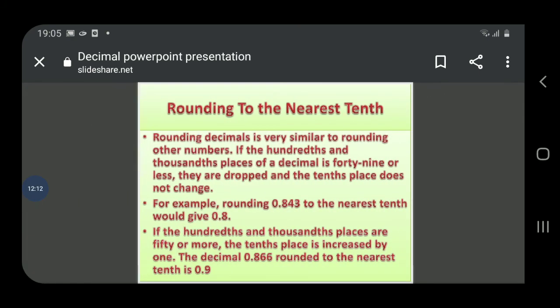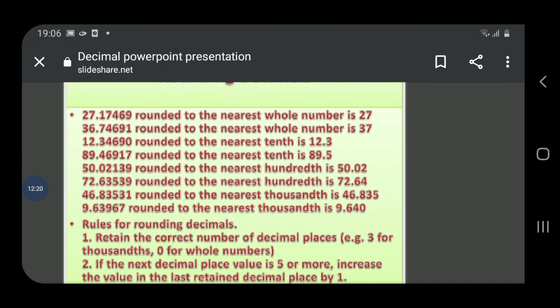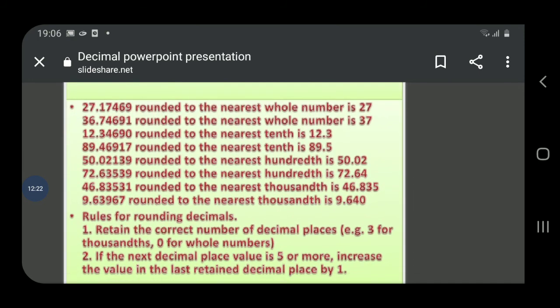Now we are rounding to the nearest 10. It is the same as we understood in other things. So we have rounding decimals. So we have to read these examples. I am giving you 2 minutes extra to read this example. You can just stop the video and solve it.